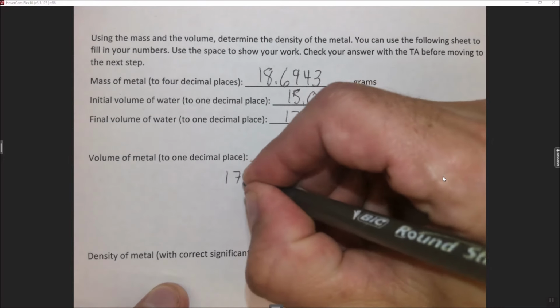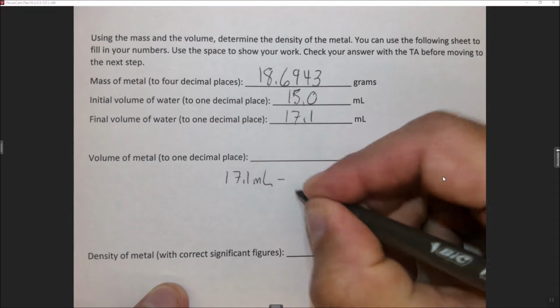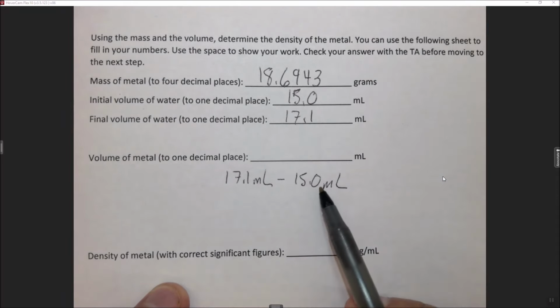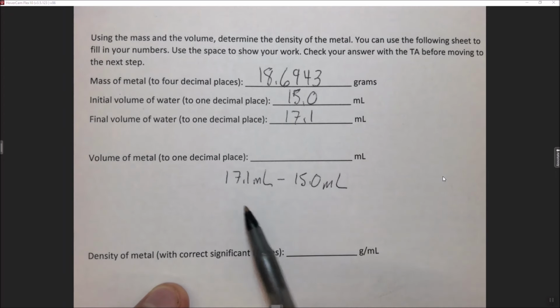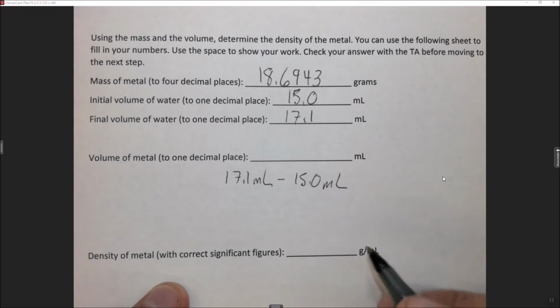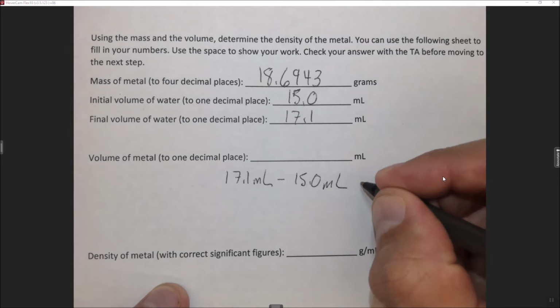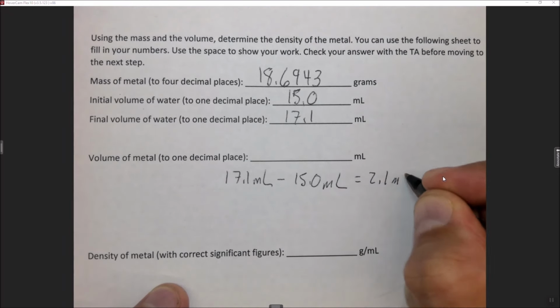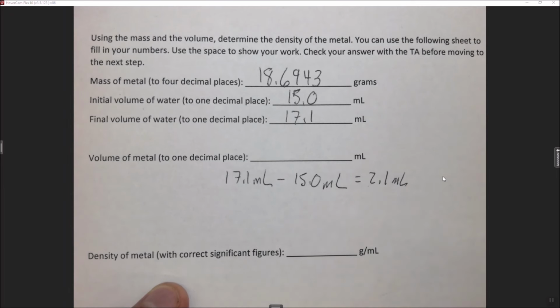So what we do is we take 17.1 milliliters and we subtract out our 15.0 milliliters. Note that in subtraction, we want the answer to have the same number of decimal places as the measurement with the least decimal places. In this case, both of our measurements have 1 decimal place because we measured them with the same device. It's very common that when you measure things with the same device, you have the same number of sig figs or the same number of decimal places. In this case, we get 2.1 milliliters, and fortunately, our calculator will actually give us the correct number of significant figures. So we can put that here as our volume.